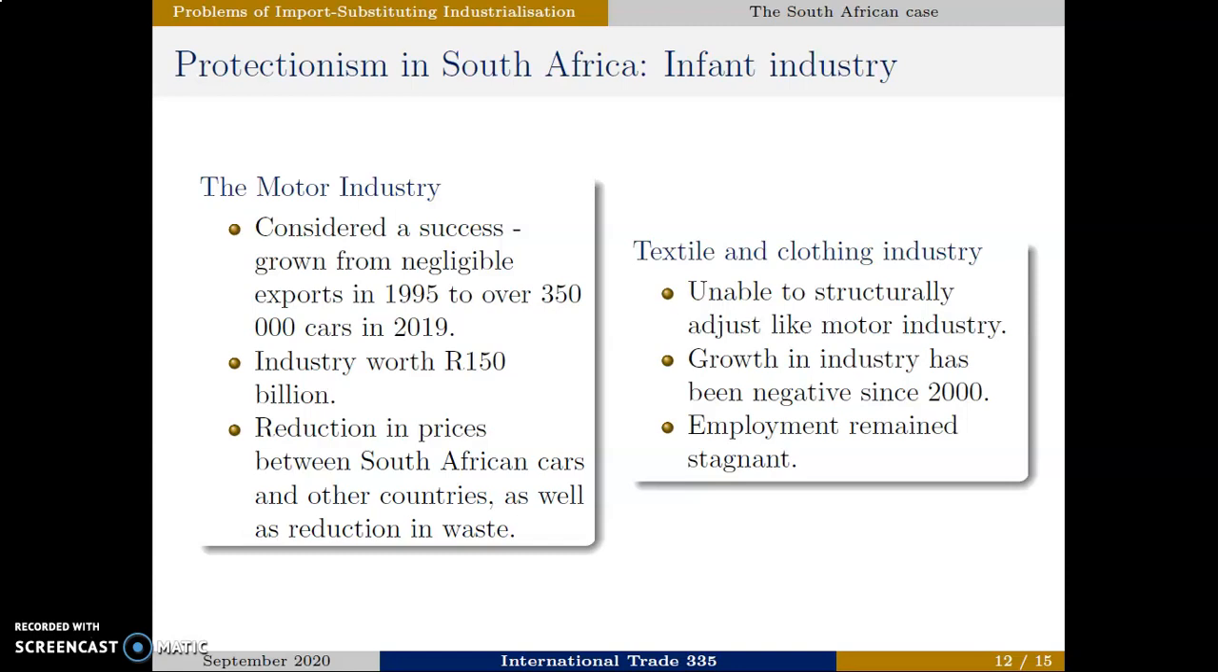The clothing and textile industry, on the other hand, was unable to structurally adjust like the car industry. The growth was similar. The industry was given similar protection after apartheid, but its export growth was not close to the success of the car industry, and since 2000 it has turned negative and employment in the industry has remained stagnant.